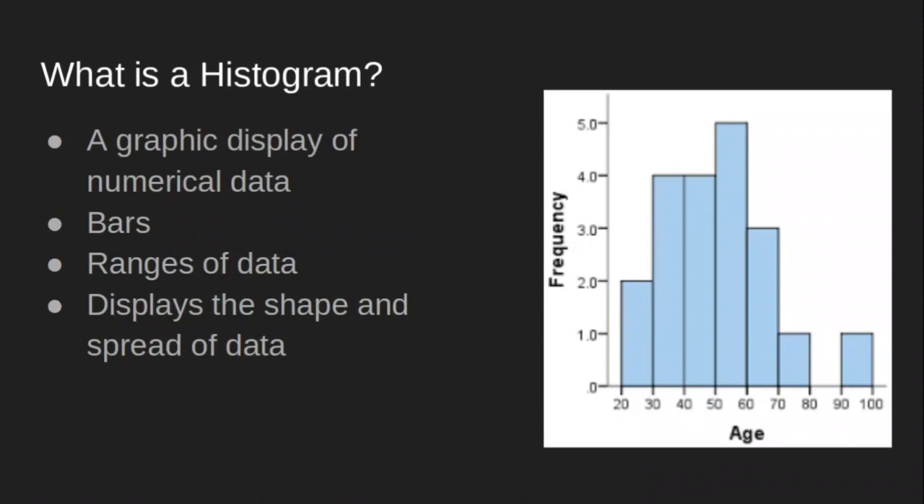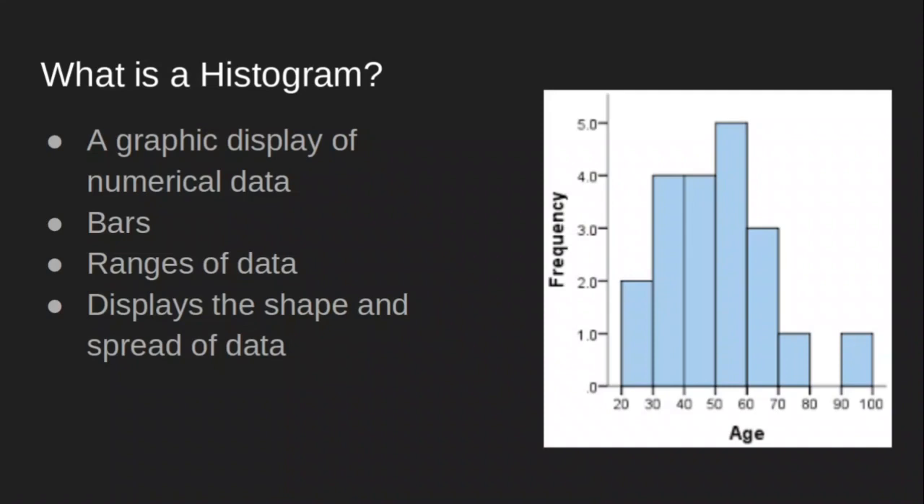A histogram is a graphic display. It can only display numerical data, which means numbers. So it only displays number data. You can't do colors, you can't do your favorite pet or anything like that. It's only numbers. As well, you can see that it's made of bars. So it's not X's, it's not lines, they're bars.